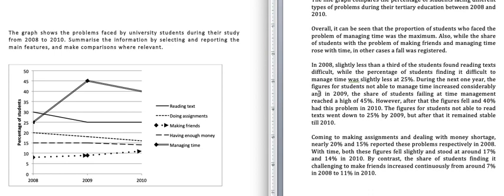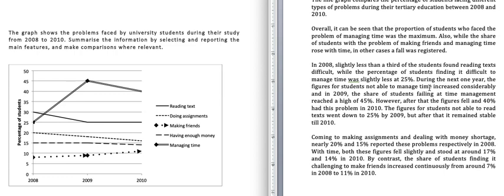In 2008, slightly less than a third of the students found reading texts difficult. So slightly less than a third. This is 30, less than a third. So a third would be 33. So slightly less than a third of the students found reading texts difficult, while the percentage of students finding it difficult to manage time was slightly less at 25%. So the percentage of students who found difficulty in managing time was slightly less than those students who found reading texts difficult.